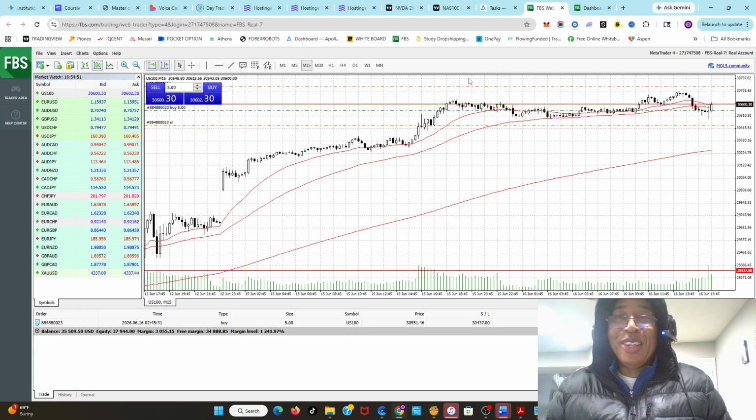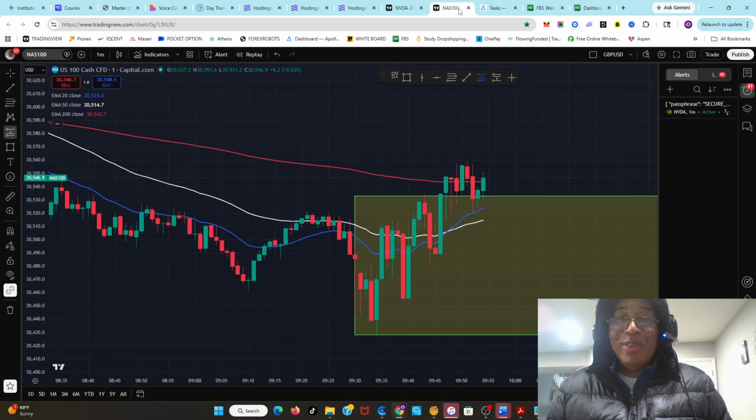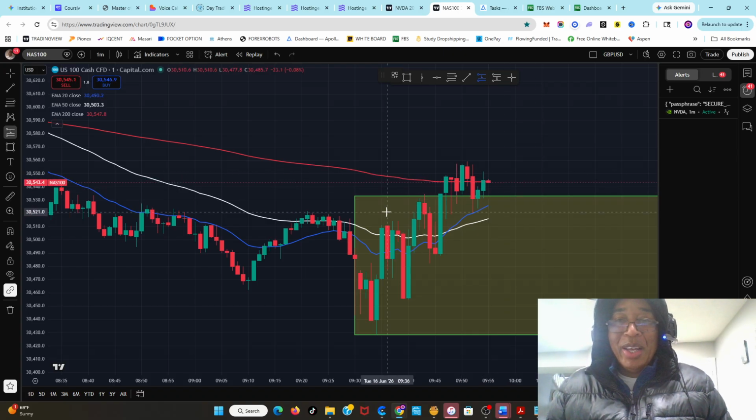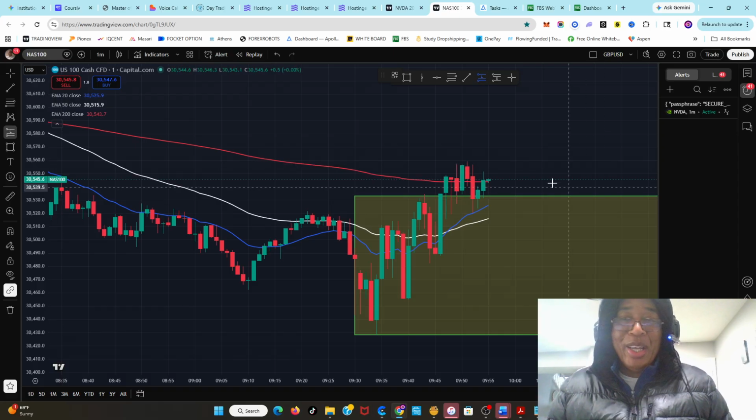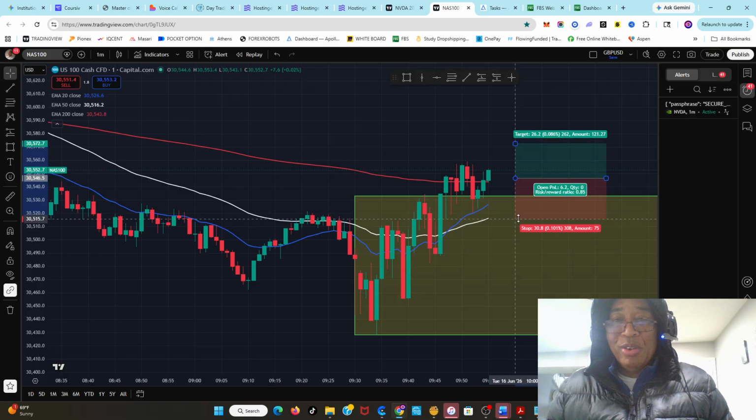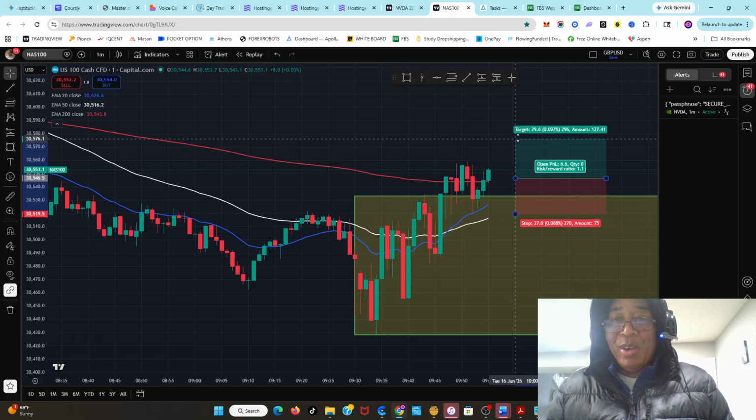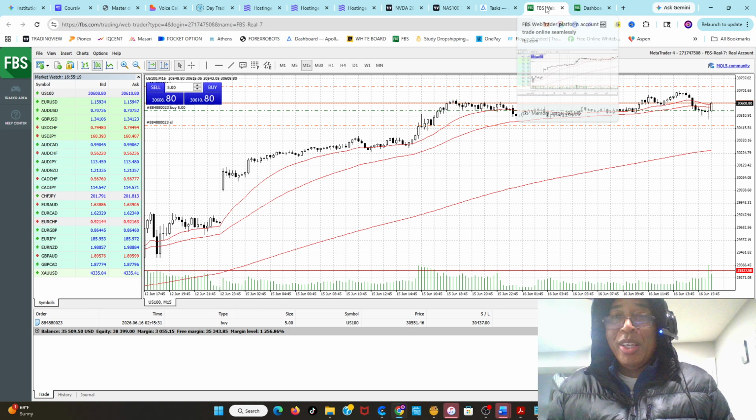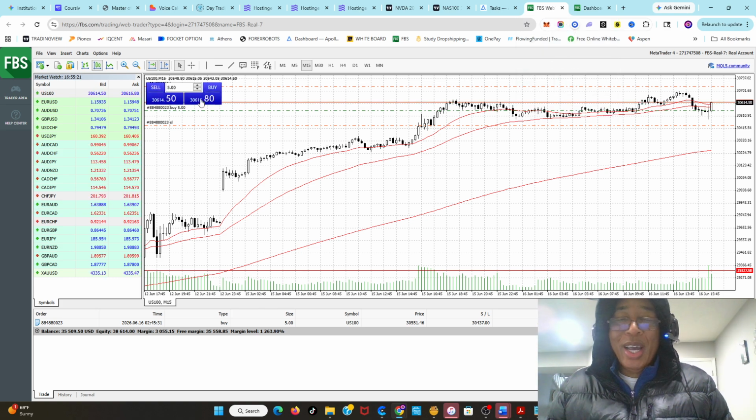Okay, so anyway, let's go back and see what's happening. So here we go. We did get a breakout now. We're gonna let this candle close. Okay, so that candle closes. Now we can enter our trade here. We're gonna put our stop loss to the previous low, which is that one, and then we're gonna have a 1 to 2 risk to reward ratio. Let's just jump in here. So we're gonna buy.